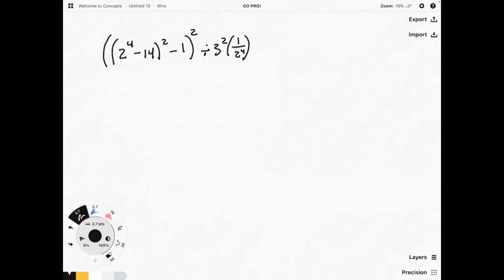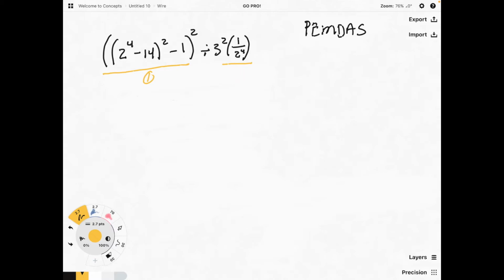So again, you ask yourself, where do I start? Well, we first start with our acronym. Please excuse my dear Aunt Sally, right? So we're going to look at parentheses, then we're going to look at exponents, then multiplication, division, addition, and then subtraction. So again, we ask ourselves, are there any parentheses? And we do. We have parentheses right here, and we have parentheses right here. So we'll start with the first parenthesis, and then we'll work our way to the second parenthesis.